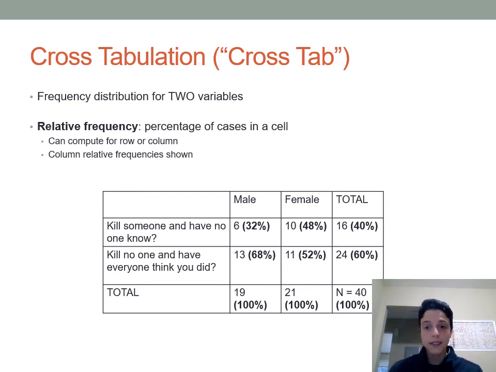So what you can see here and why this is useful is just at a glance now, it's a lot easier to compare the two categories. So in this class, 48% of women would rather kill someone compared to only 32% of men in this class. 68% of men in this class would rather kill no one and have everyone think they did, compared to only 52% of women in this class who said they would rather kill no one and have everyone think they did. So in this class, our women are slightly more murdery than our men, based on this crosstab.